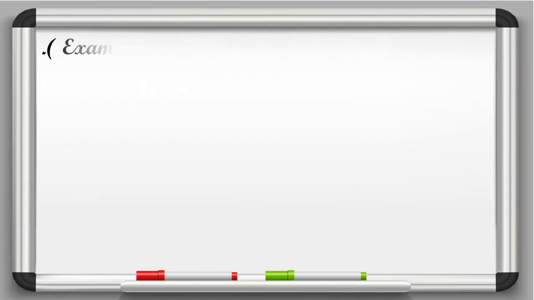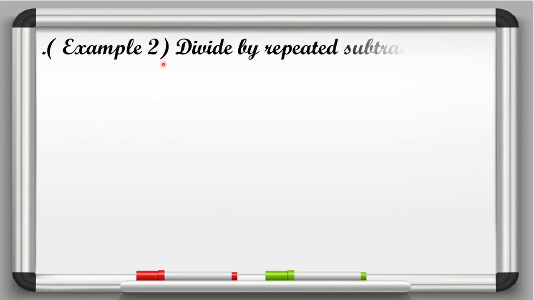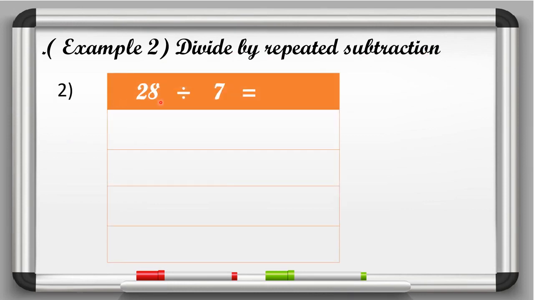Now we will do another example, example number 2, divide by repeated subtraction. So here in this example, 28 divided by 7 is equal to dash. Okay, we have to divide here, beta, by repeated subtraction. So how will we do it? First of all we will write 28, and then minus 7. We will subtract 7 from 28 again and again, we have to repeat the subtraction.